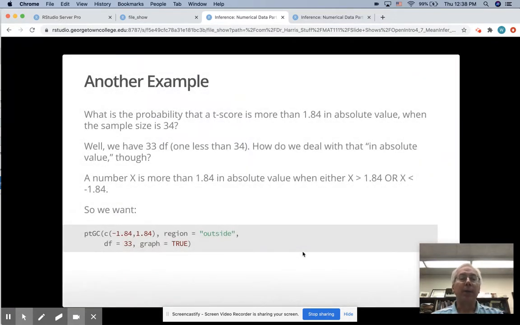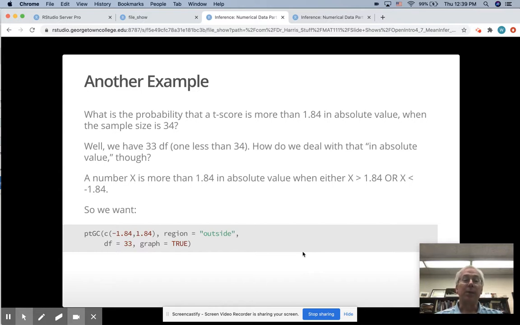Another example real quickly: what's the probability that a t-score is more than 1.84 in absolute value, given a sample size of 34? So we need the number of degrees of freedom, that's 33 in this case. And just a reminder, when we talk about something being more than a number in absolute value, we're talking about being greater than that number or less than the opposite of that number. And so here, if I want a number to be 1.84 in absolute value or more, that means it's going to be either more than 1.84 or less than negative 1.84.